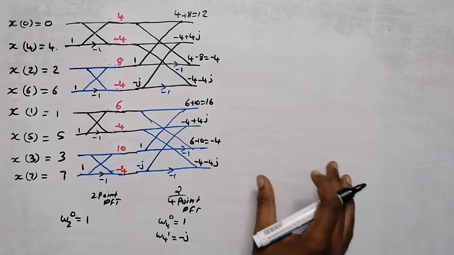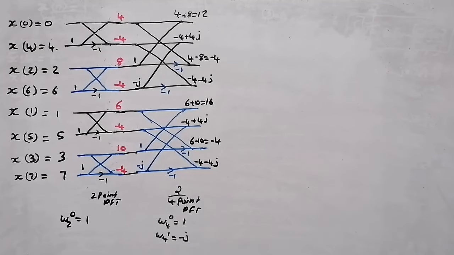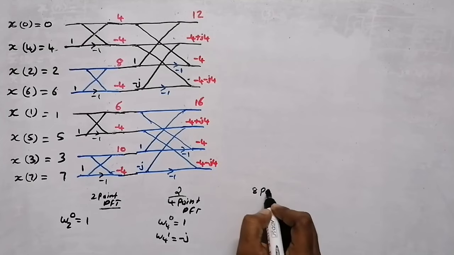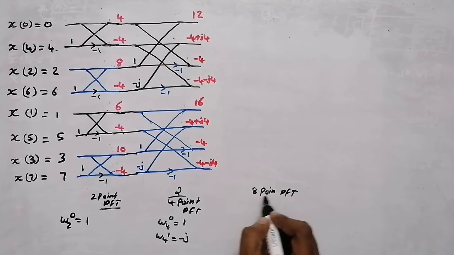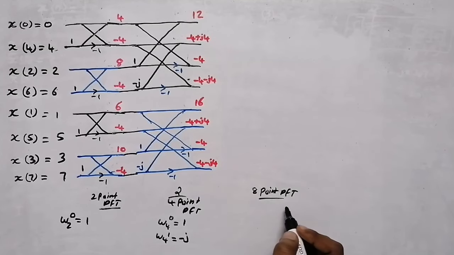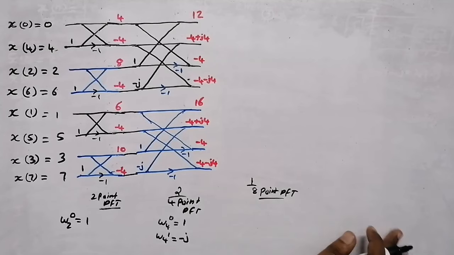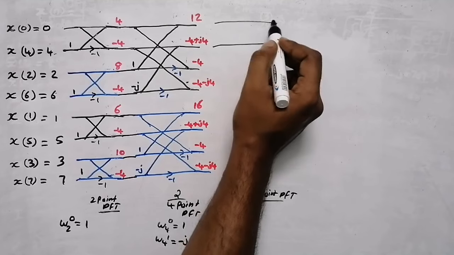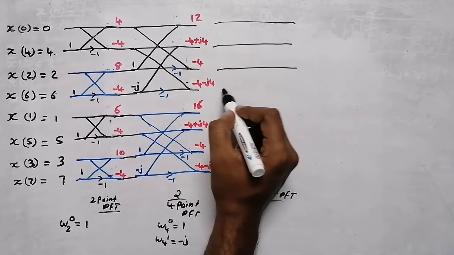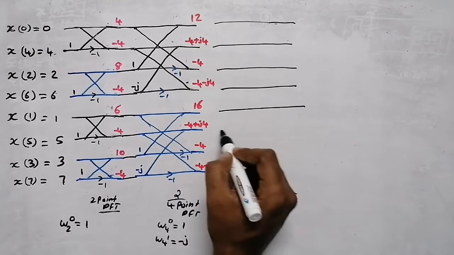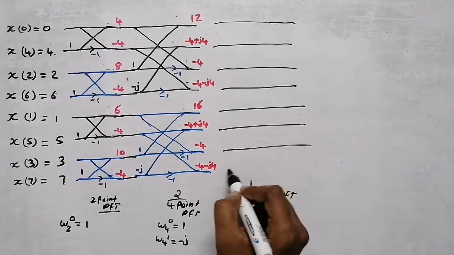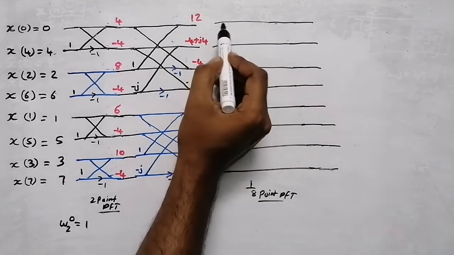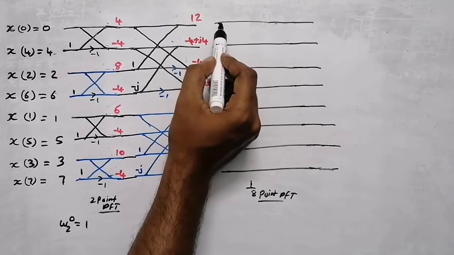Now we need to write the 8-point DFT, third stage. The third stage is an 8-point DFT stage. 8-point DFT means there will be 8 lines, like that only one pair is there. So we need to draw 8 lines: 1, 2, 3, 4, 5, 6, 7 and 8. Now in 8-point DFT, starting from here, we need to join in the fourth line.